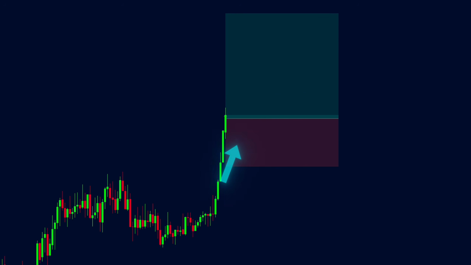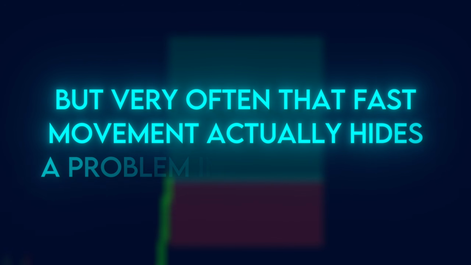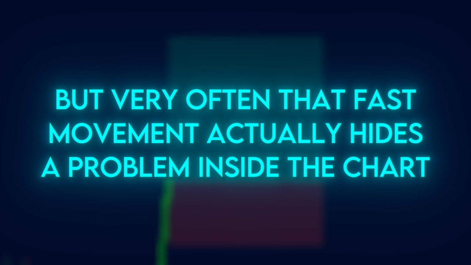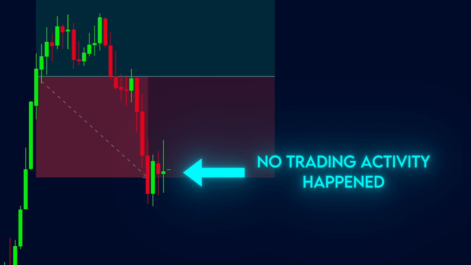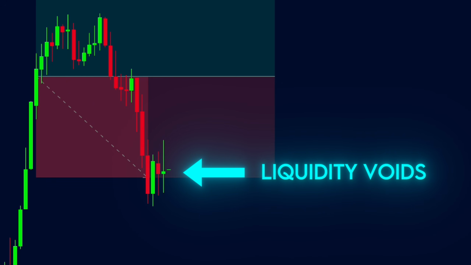Most traders think strong moves mean strong trends. They see a big impulsive candle, price runs quickly in one direction, and they assume the market is showing strength. But very often, that fast movement actually hides a problem inside the chart. Because when price moves extremely quickly, the market often leaves behind areas where almost no trading activity happened. These areas are known as liquidity voids.